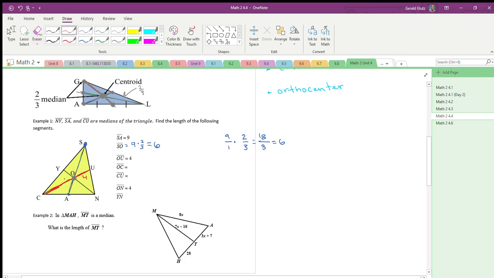If this is 2/3 of the length between C and O, then that means OU has to be 1/3 of the length. So if I know 1/3 of the length is 4, but I want to know 2/3 of the length, to get from 1/3 to 2/3, I multiply times 2. So if I know 1/3 of the length, I can just multiply that times 2, so 4 times 2 would be 8.